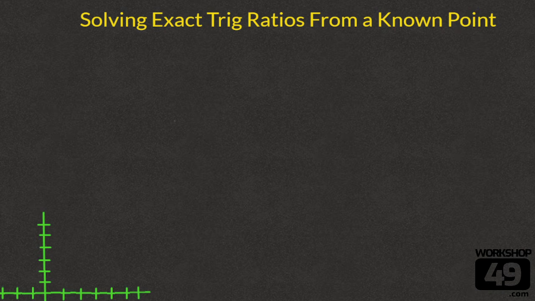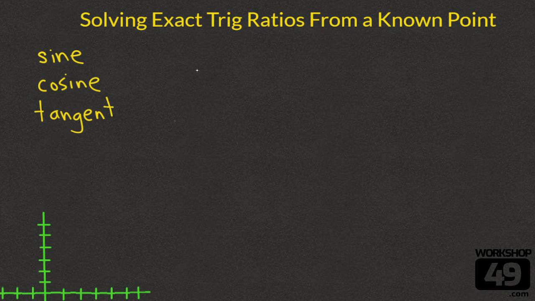Hey everyone! In this video, we are going to be solving exact trig ratios from a known point. What are the trig ratios? Well, there are three of them, and I think you're going to be familiar with them. We have sine, cosine, and tangent, very commonly called sine, cos, and tan. And I hope that everyone remembers their mnemonic device, SOH CAH TOA, because that's going to give us the equations for solving our trig ratios.